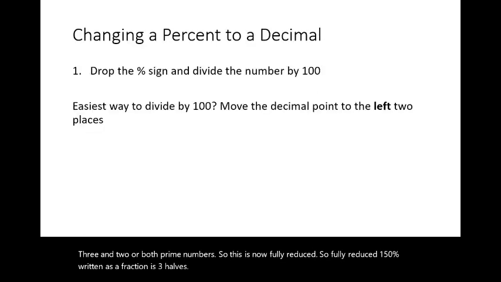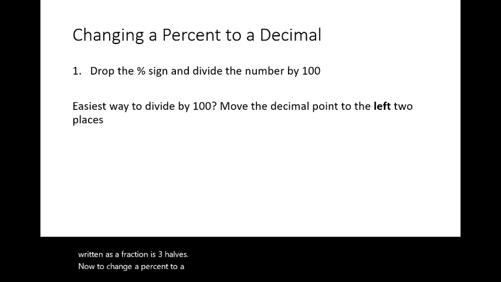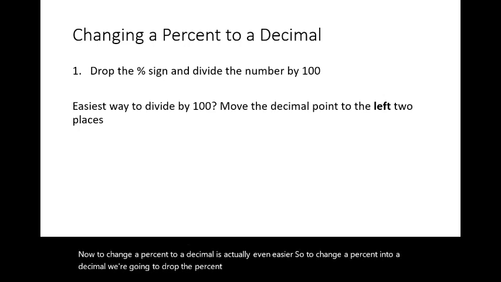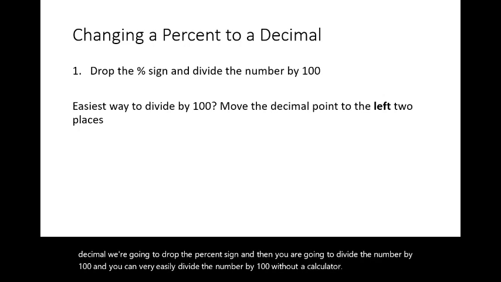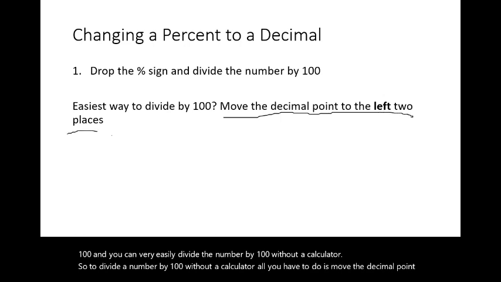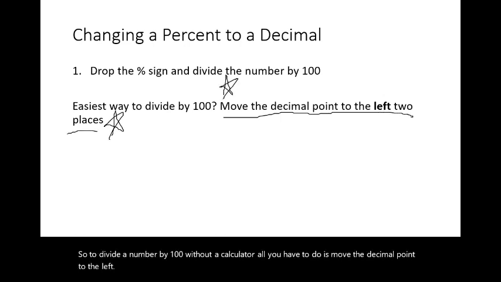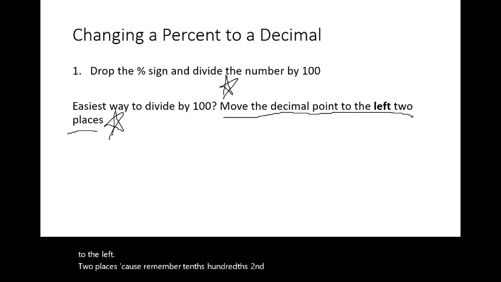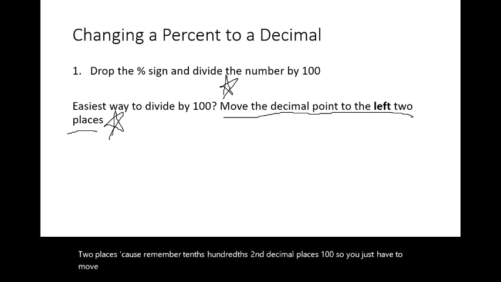Now, to change a percent to a decimal is actually even easier. So to change a percent into a decimal, we're going to drop the percent sign, and then you are going to divide the number by 100. And you can very easily divide the number by 100 without a calculator. So to divide a number by 100 without a calculator, all you have to do is move the decimal point to the left 2 places. Because remember, tenths, hundredths, second decimal place is 100. So you just have to move the decimal point to the left 2 places to divide by 100.